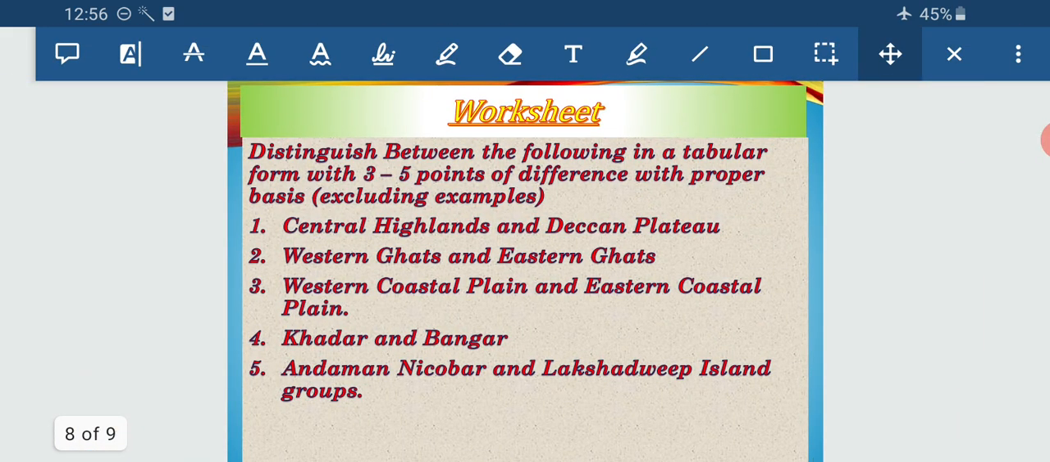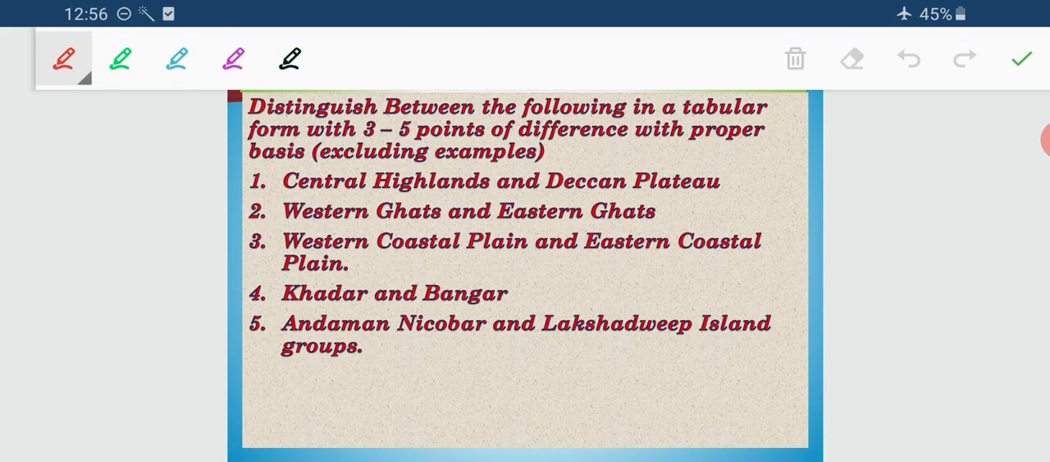Now last is distinguish between the following. There are 5 distinguish between questions, and you have to write either within 3 to 5 points with a proper basis, and examples are not considered as a point of difference. Now Central Highlands and Deccan Plateau, you have to make your own differences. Everything is given in the previous slide or the PDF. Please follow it thoroughly. Its structure, its formation, hills, its height, its directions, everything has been mentioned. Same thing is there for Western Ghats and Eastern Ghats.